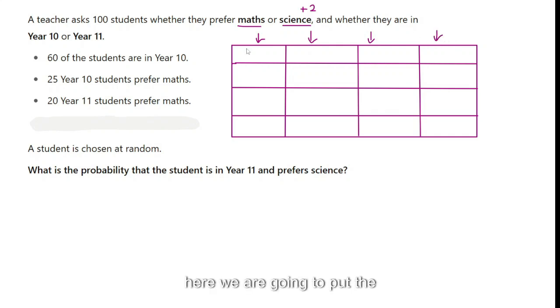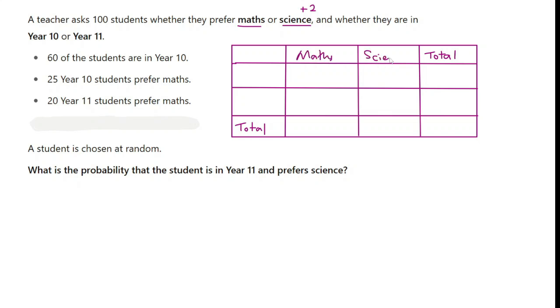Because here we are going to put the groups, year 10, year 11, and at the end we are going to put the total. So here we put total always, and here also we put the word total, and here we put the subject, maths, then science, and then here we put the groups, year 10 and year 11.